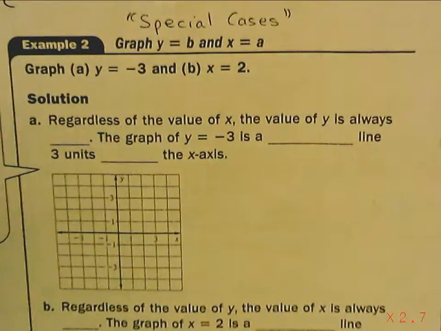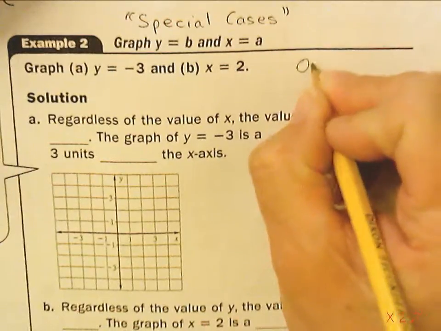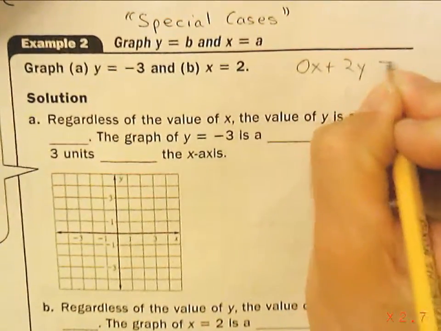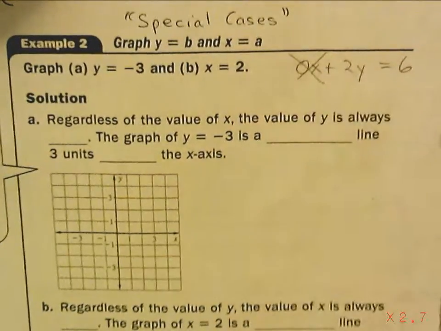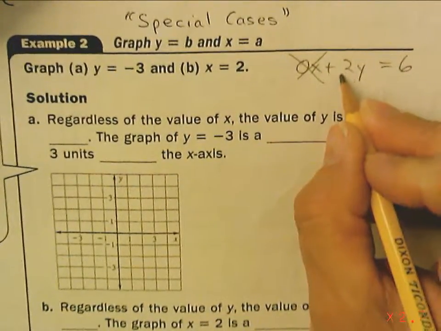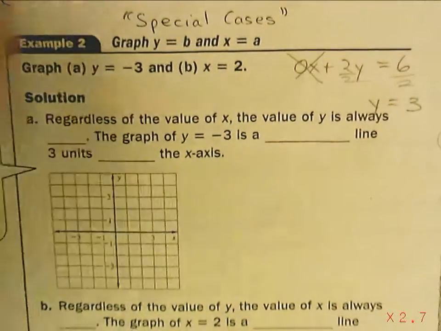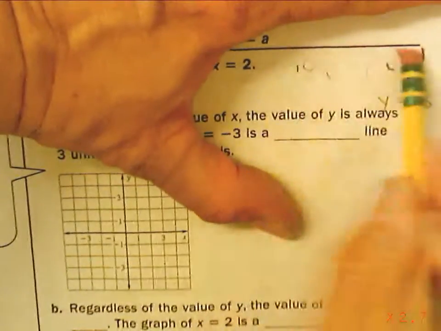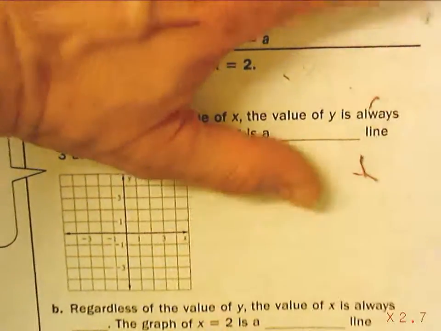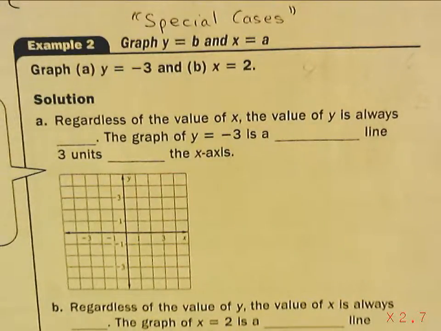Now, if you remember when we were doing standard form, sometimes it was 0x plus 2y equals 6, something like that. Well, you don't have to put the 0x, and then I could divide both sides by 2, and I'd end up with y equals 3. So these special cases are in standard form, but it's just with one variable. The other variable disappears.